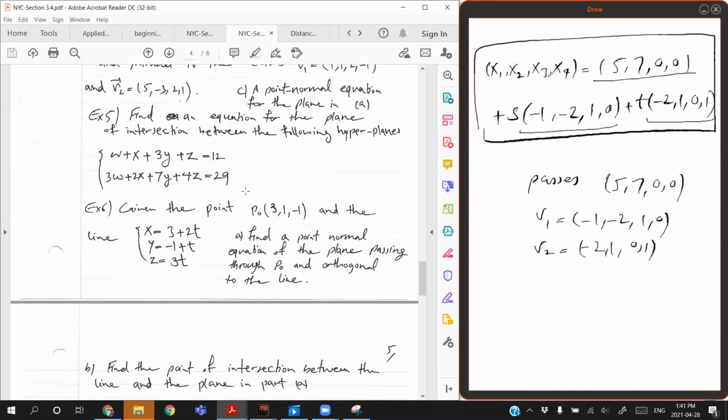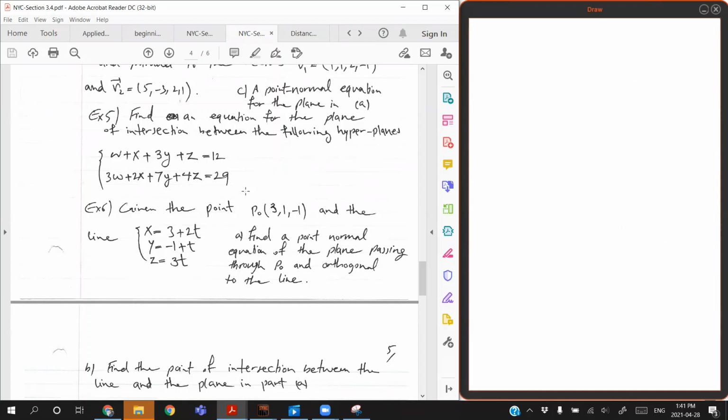Example 6. Given the point P0, 3, 1, -1, and the line, so you have a line from R3 and you have a point from R3. Part A, find a point normal equation of the plane passing through P0 and is orthogonal to the line. So let's see, what is this asking us? We have a line in R3. So this is R3, three-dimensional space. And you have a point also, P0.